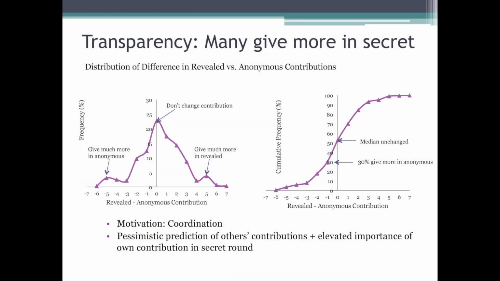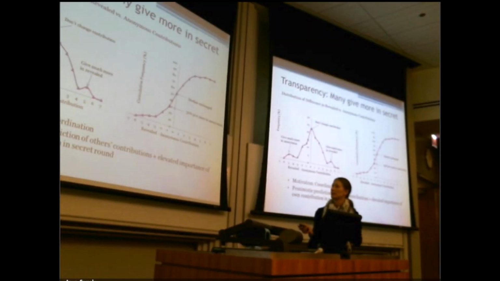But if we actually look at the difference between the revealed and anonymous contribution per person, what we see is that a lot of people give much more in revealed. So this means that people give 6 tokens more in the revealed game than in the secret game. However, we actually see this large number of people, approximately 1/3, giving less, for the reasons I was describing earlier. So the median is statistically the same across the 2 games, but the distribution of people is different.